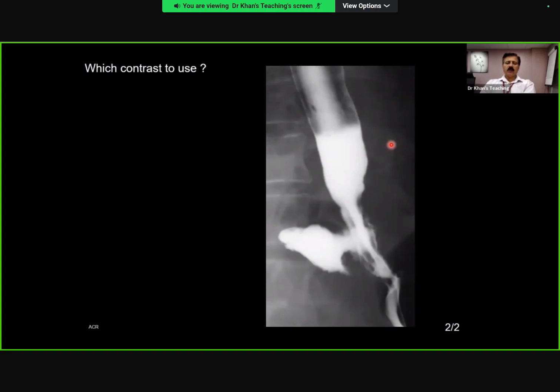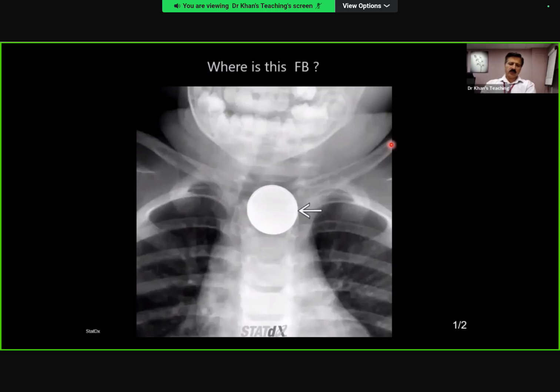So the point is, a viva question which I'll ask you, number 11, what kind of contrast will you use? I would use a low osmolality contrast medium. Excellent. So that's the correct answer. Well done. Where is this foreign body?